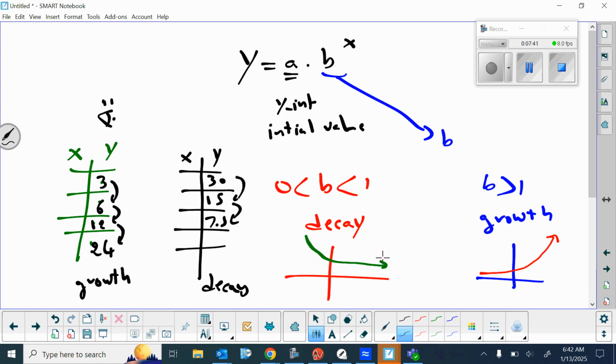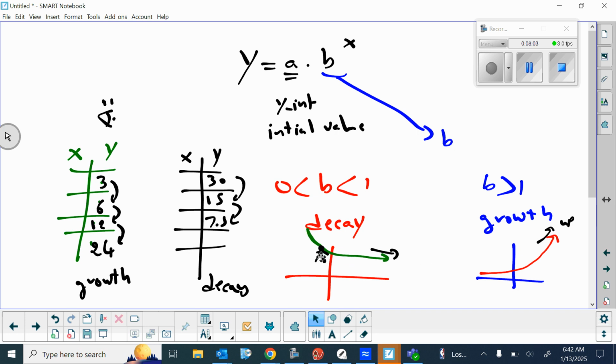If you have a graph, it's easy to see. If the graph goes down, that's a decay. If the graph goes up, that's a growth. Always from left to right. That's how we travel. Just remember Johnny is going to skate. Look at Johnny. Johnny goes up. That's growth. Johnny is always going to skate from left to right. Look, Johnny goes down. That's decay. So take notes, and then we're going to do some practice.